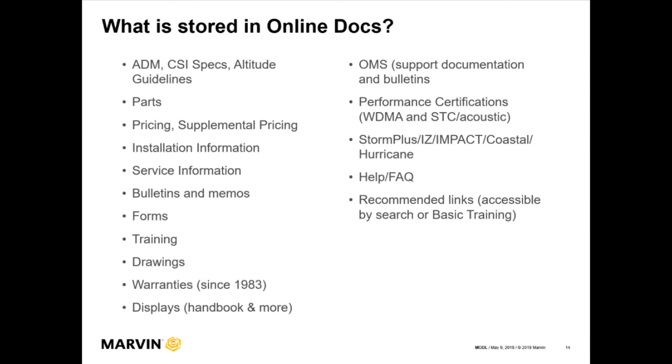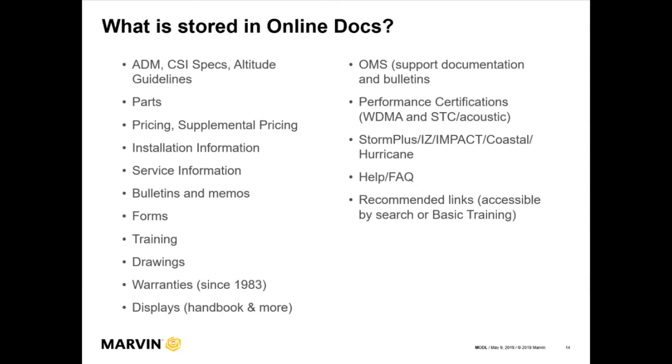Parts is great if you have to reorder a part, if you're trying to understand what part something is, if you need a blowout of the part section of a window or door. So basically, you can find the ADM, parts, pricing and supplemental pricing, also installation information.